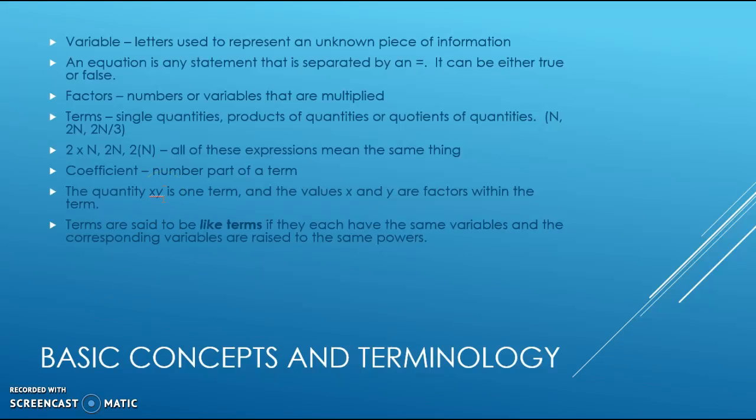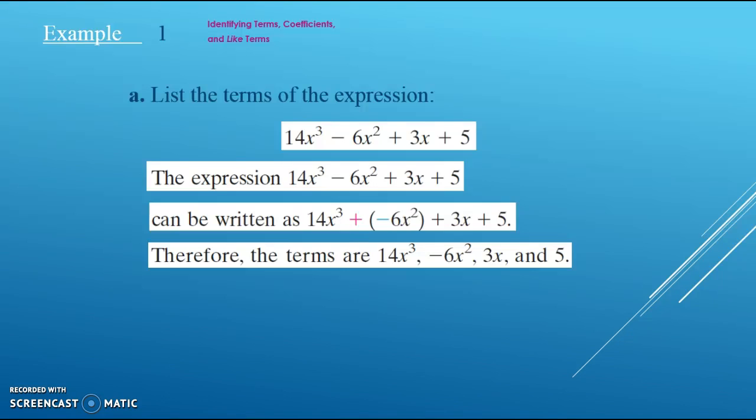All right. So if you look at some of my examples that I've got here, there's a few examples here that are different than what's in the textbook, but this is an expression because it does not have an equal sign, and the terms are all those pieces of the expression. So you can see that we have a total of 4 terms: 14x to the third minus 6x squared plus 3x and a plus 5. All 4 of those things are considered terms.